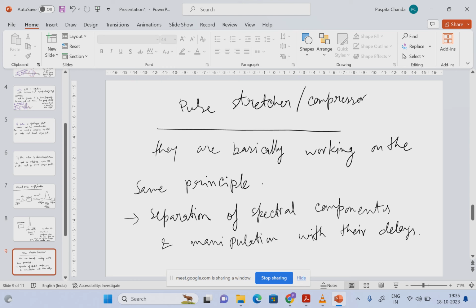If it is downchirped, we need to introduce positive GDD. Upchirped means red is coming faster than blue. Then if we make the red travel more distance, maybe red and blue come together and the pulse is sharp. Sometimes we need a chirped pulse, so then we need to compensate positive GDD with negative GDD. Sometimes we need a sharp pulse, then we need to introduce positive chirp or negative chirp. It depends on the application.